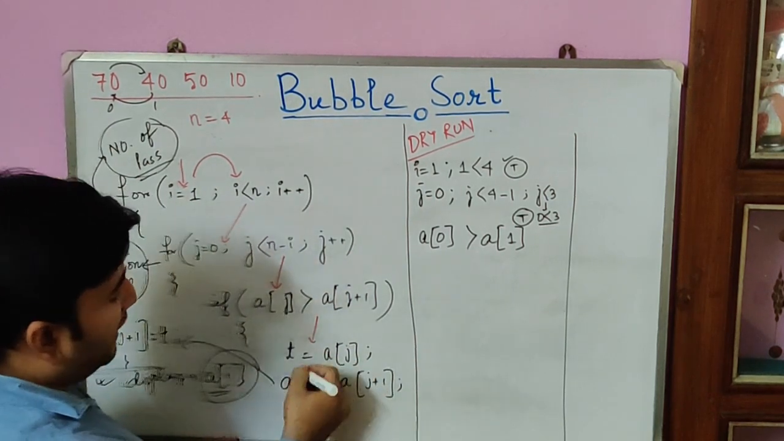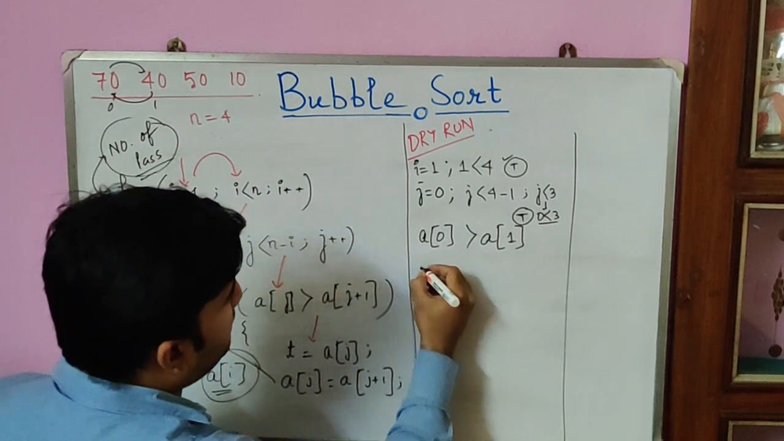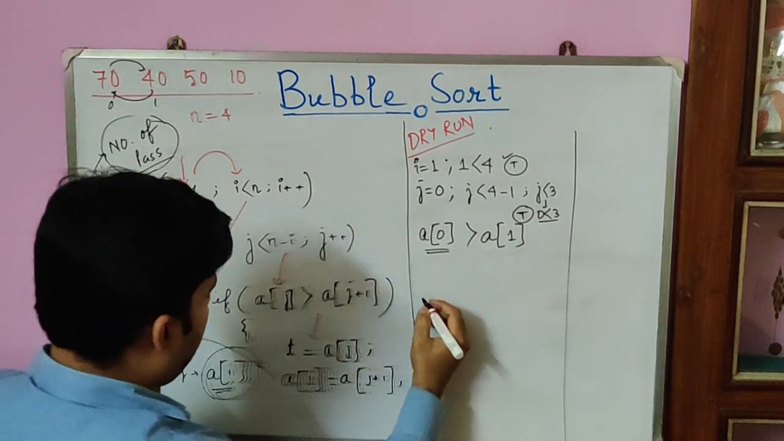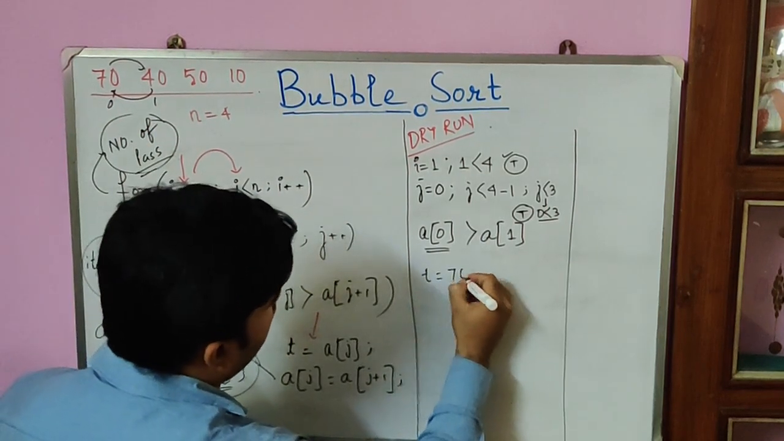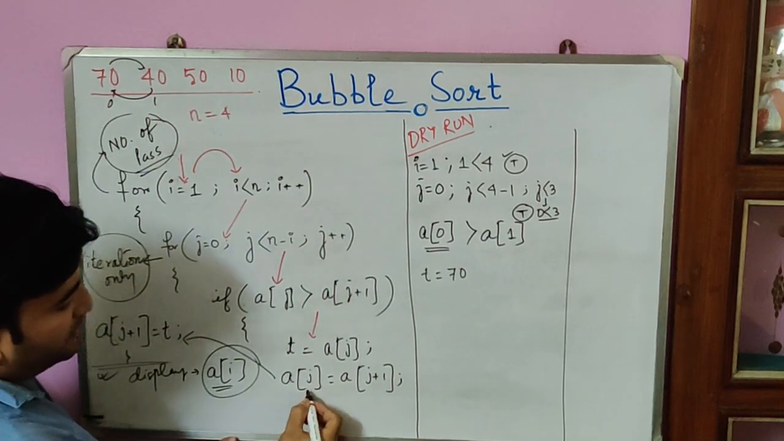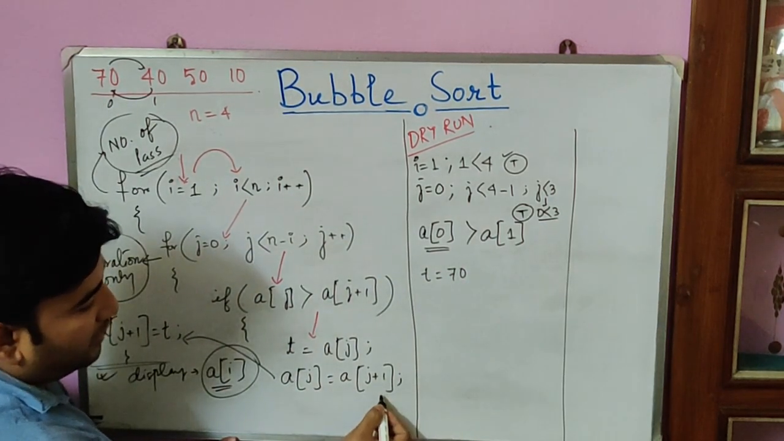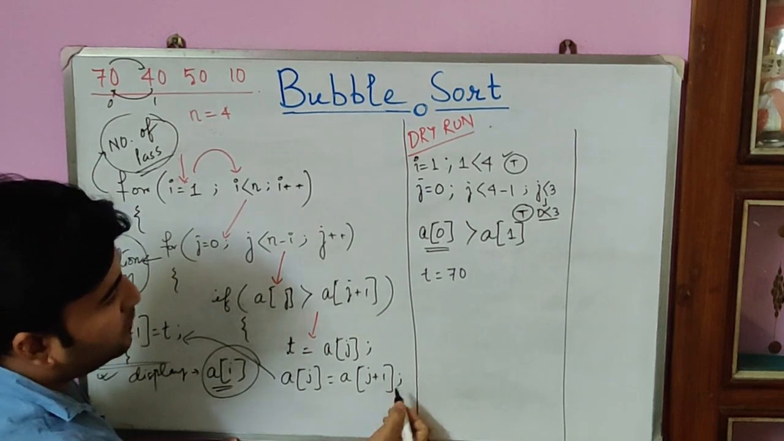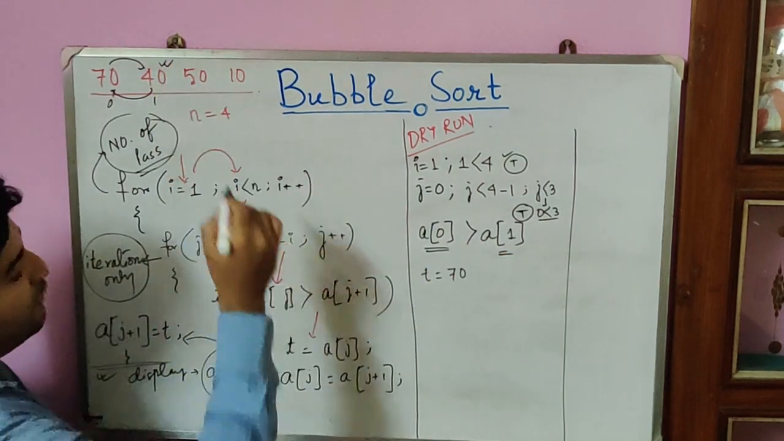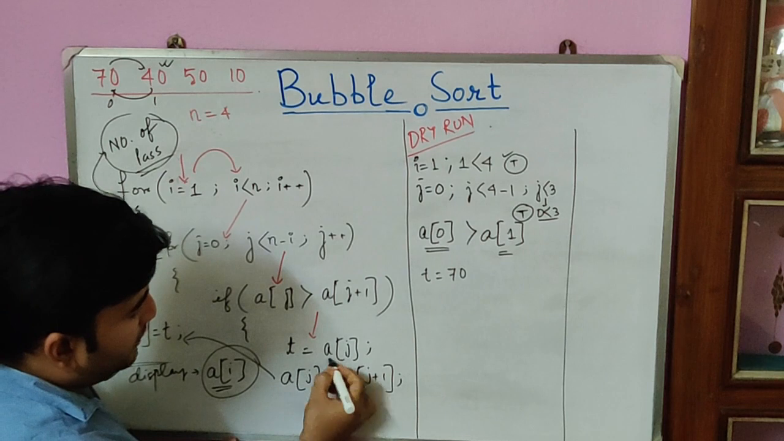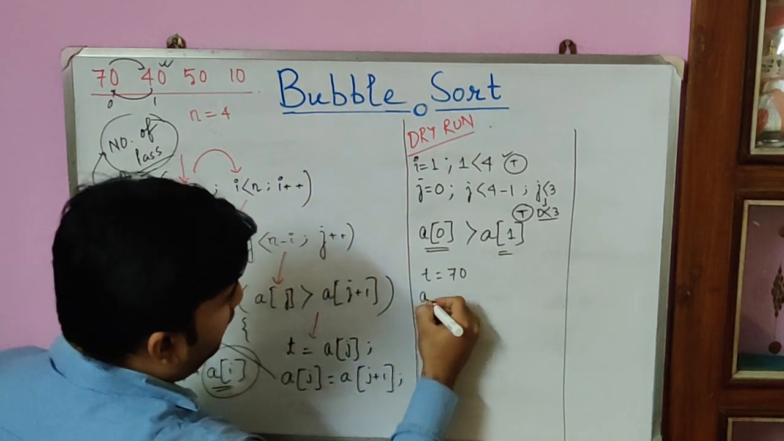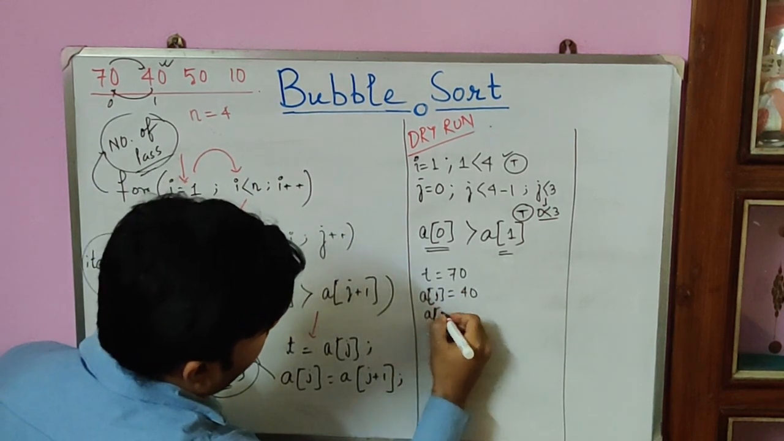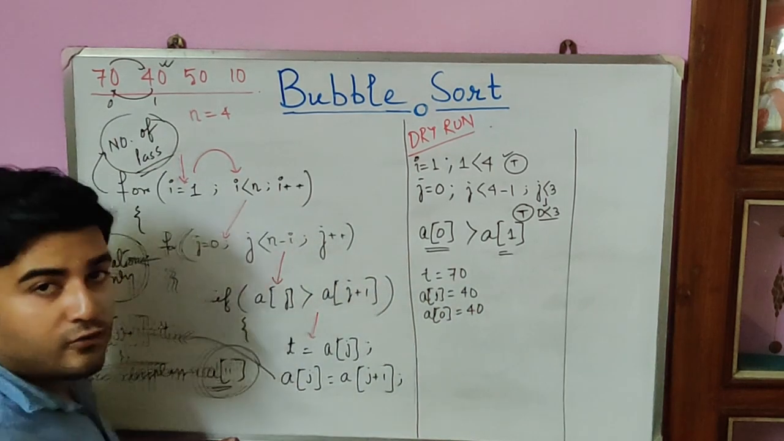So a of j, whatever the value, we will hold a of j. So a of j means a of 0, the first one, 70. So in the temporary variable we store 70. Now a of j equals a of j plus 1. So a of j is blank right now, and a of j plus 1 means a of 1, which is 40. So right now we send this value to a of j. So a of j, which means a of 0, now consists of 40.